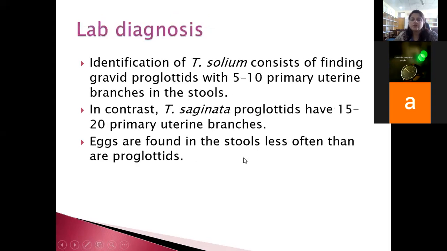How will you diagnose Taenia solium? By finding a gravid proglottid having 5 to 10 primary uterine branches, and in contrast, the saginata will have 15 to 20 uterine branches, while in the solium it will be 5 to 10. Eggs are found in the stools less often than the proglottids.